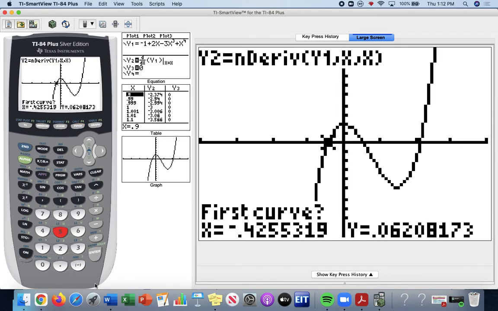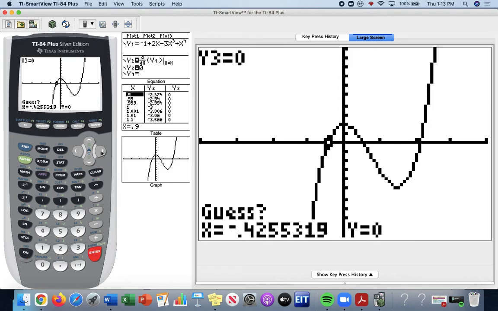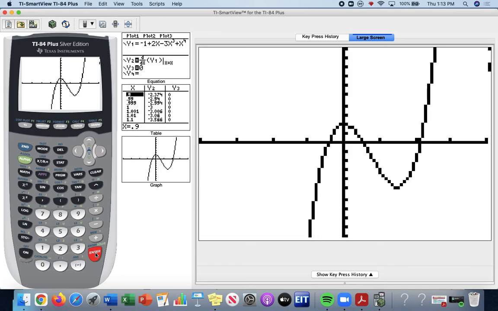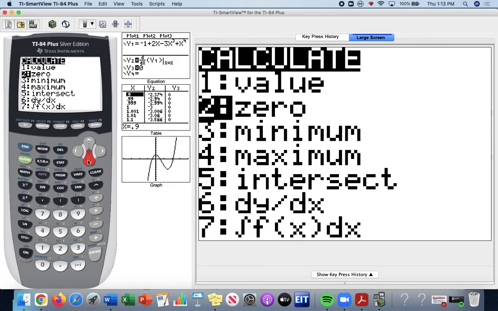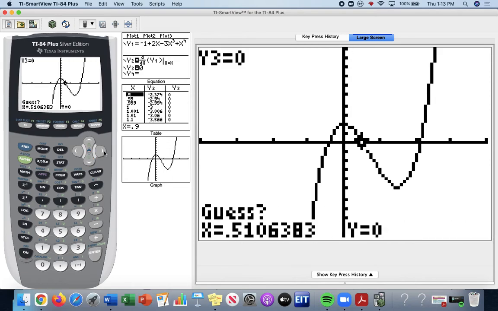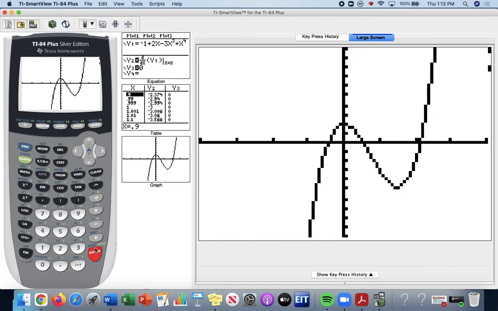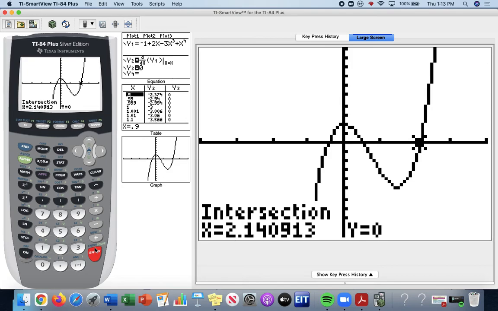So number 5, intersect again. You just press enter, enter. Then when it asks for the guess, this time I want to move it over to that second point. Press enter. And there's your second point, 0.54087. So that's the second place where the derivative is equal to 0. And then the last one is intersection, enter, enter. Then I need to move that guess again so I can use that last point. And your last place where you have a horizontal tangent is 2.1409.